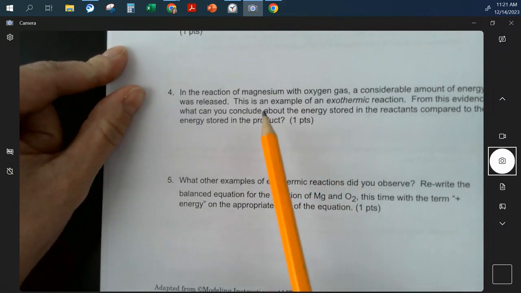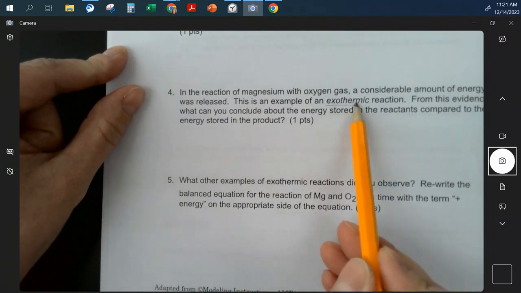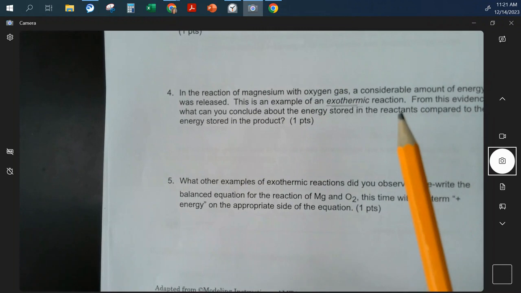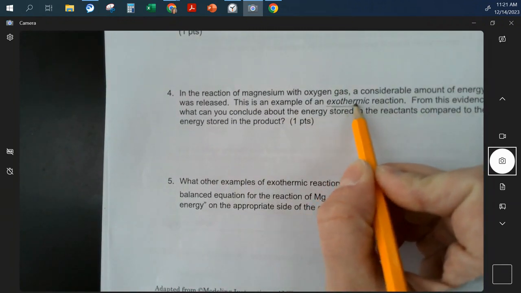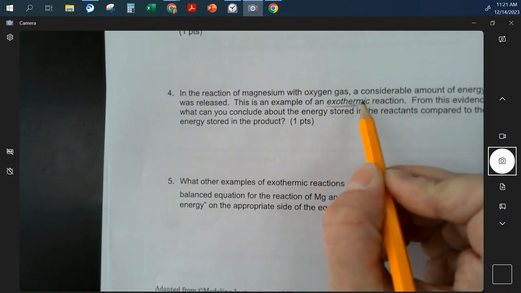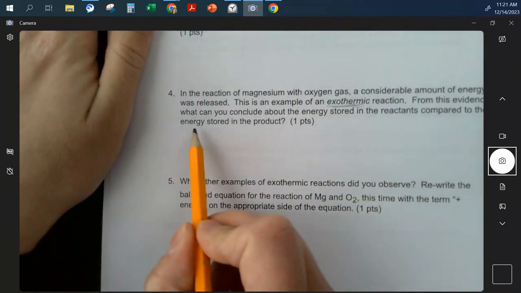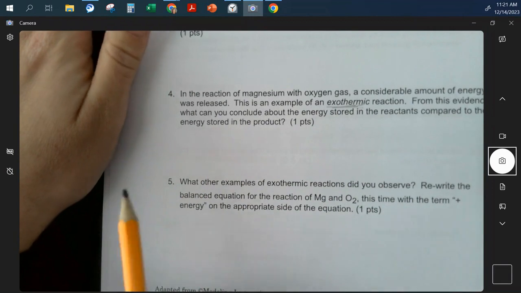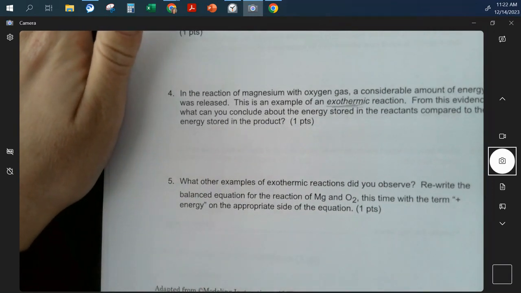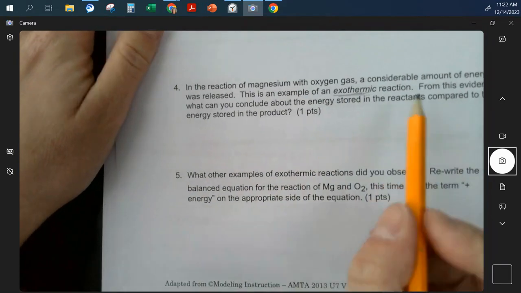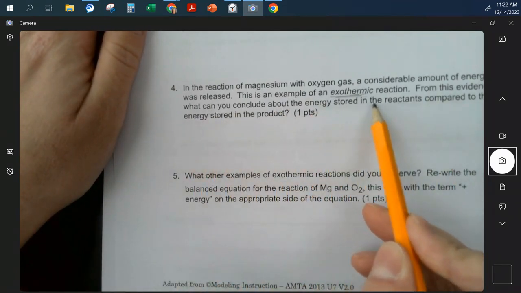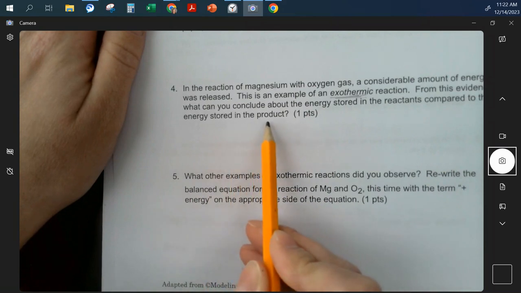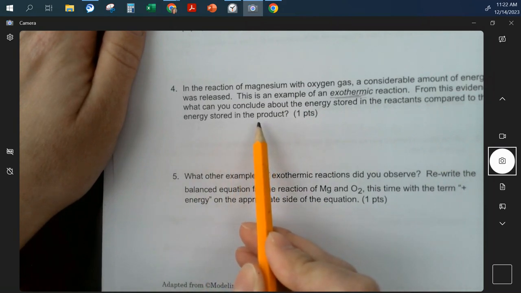It says, this is an exothermic reaction. We just talked about exothermic reactions in chapter 6. So somebody remind us what's happening with the energy. Good, energy is released. So that's something that you can say about an exothermic reaction. Okay, then it asks something about, you can conclude about the energy stored in the reactants compared to energy stored in the product. So we need to compare how much energy is in the product versus reactant.